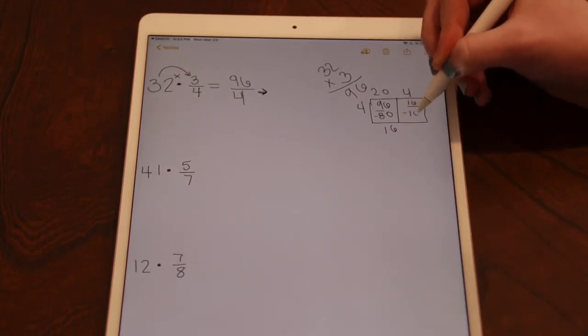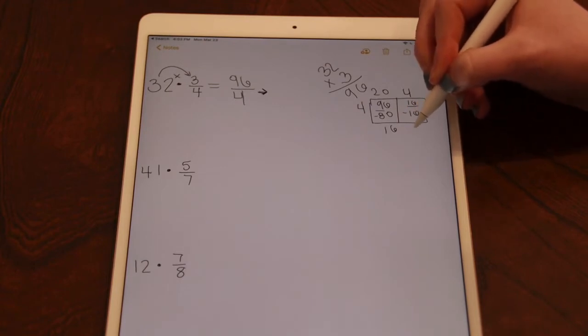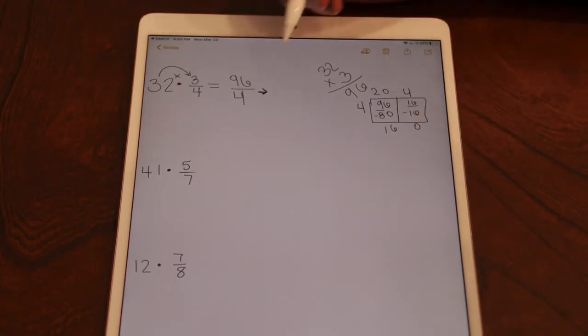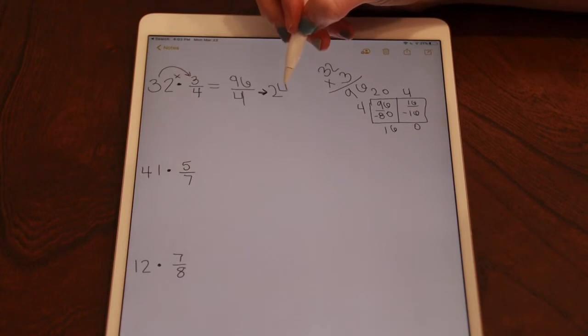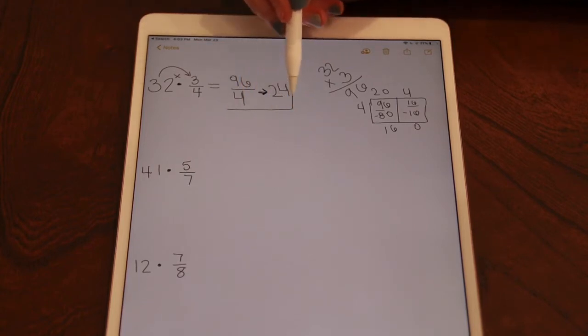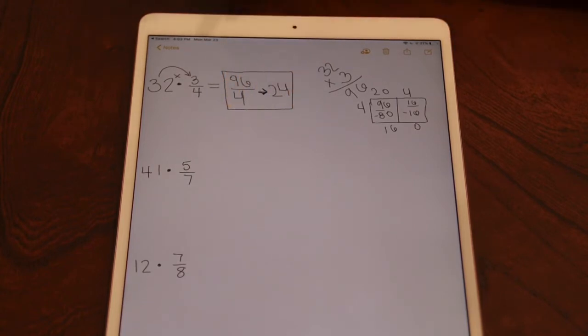4, I subtract, and I get 0 left over. So the answer would be 24. So this one went in even, and that's okay. Okay, let's look at the next one.